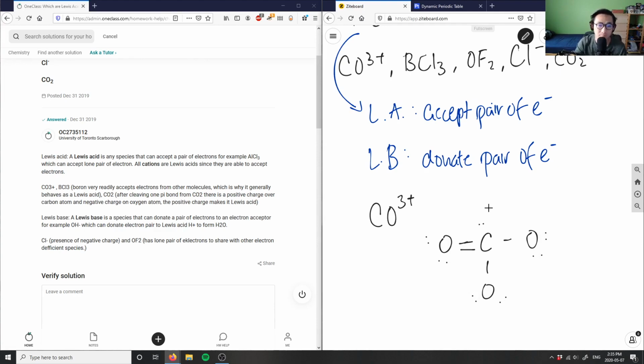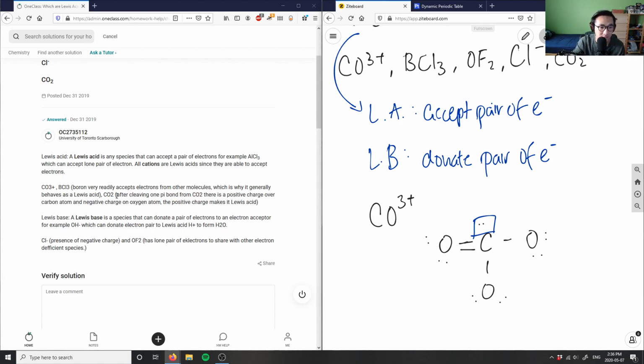So again, this isn't very stable, because if you look at our carbon, it has a positive charge here. It wants to accept a pair of electrons, probably from hydrogen or something else, so that it can rearrange its shape, right?